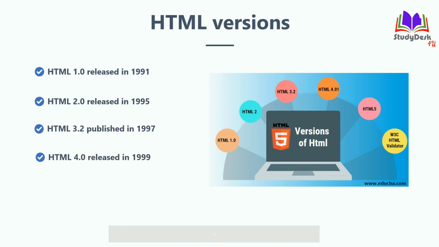Later, HTML 4.0 was released in 1999 and has features like CSS and scripting ability for various multimedia elements. In this version, they included CSS and JavaScript. That's why this is called DHTML, dynamic HTML. Also in this version, they included XML. That's why this is also called XHTML.